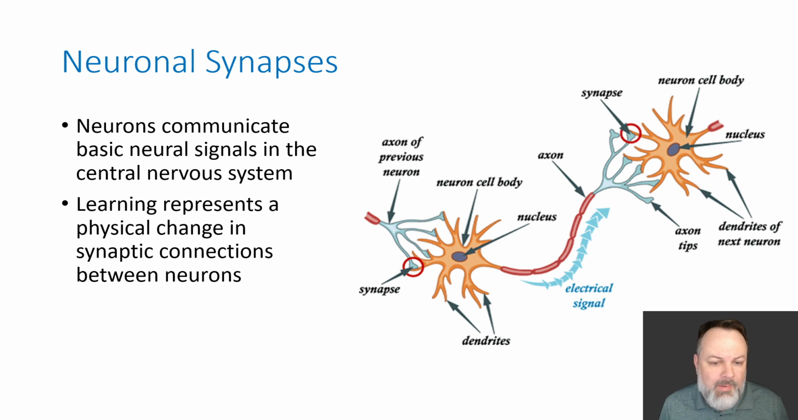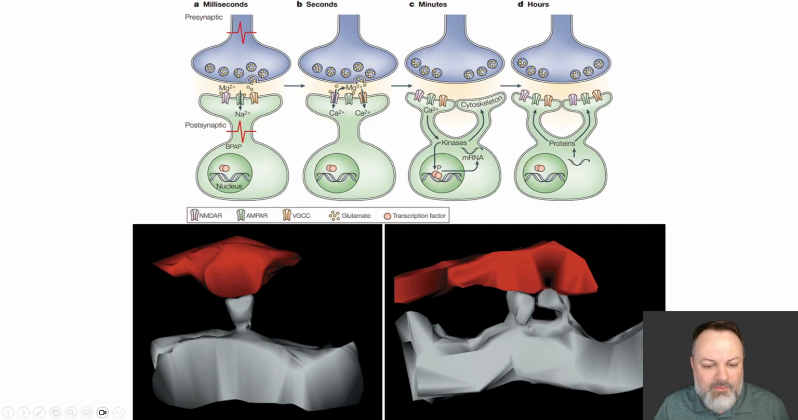So, if we're looking at the biology of learning, if you remember, we have neurons that communicate within the nervous system, and these neurons connect with each other. So when we learn something, there is a physical change in these synaptic connections between the neurons. There's actually a physical strengthening of these connections as new connections are actually formed when we learn something.